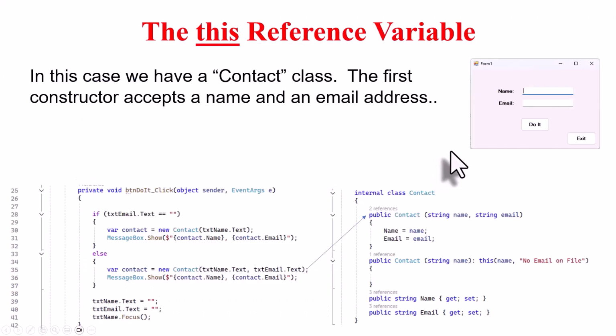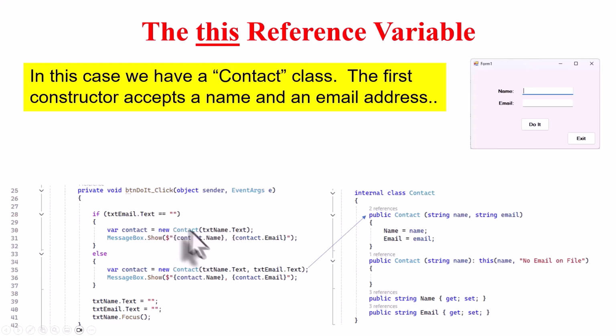What does this all mean? Well, if we take a look at another application, the contact class, where we have a name and an email address coming in, and a do it code here. We have a contact class. The first constructor accepts the name and an email address. So what's happening right here is we're going to see that if we hit the do it button, this guy right down here, we're going to check to see if the text has email in it or not, if email is null. If the email is null, we're going to go ahead and get a new contact with the text name.